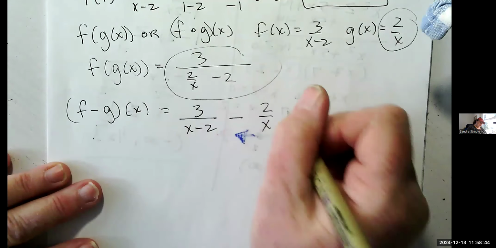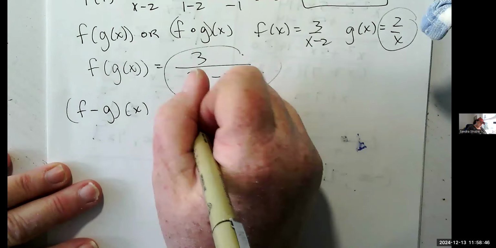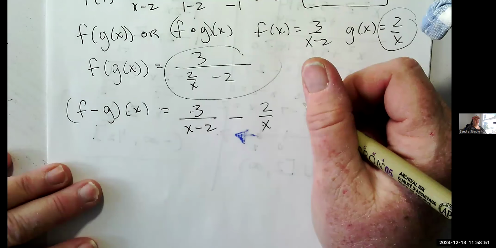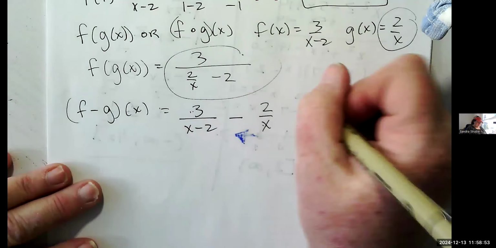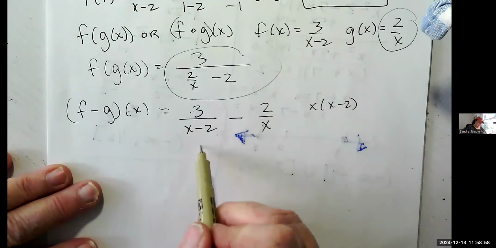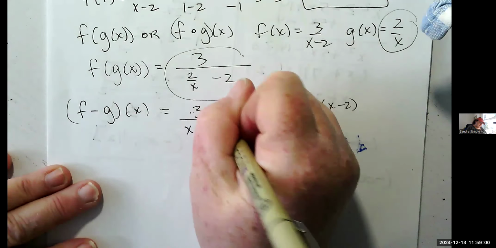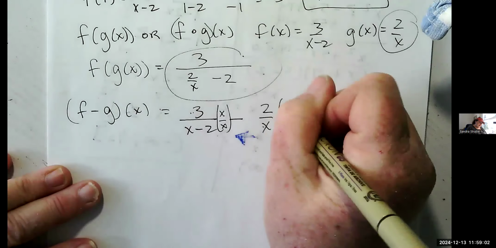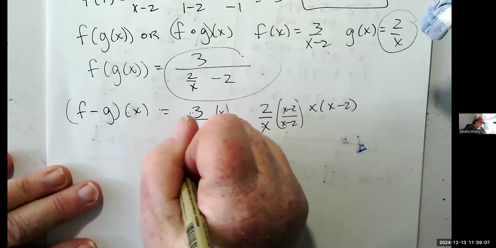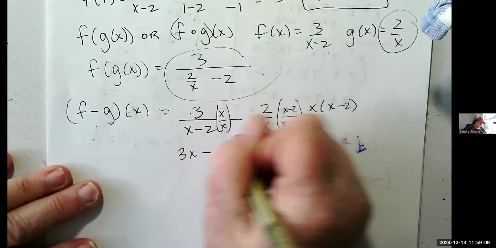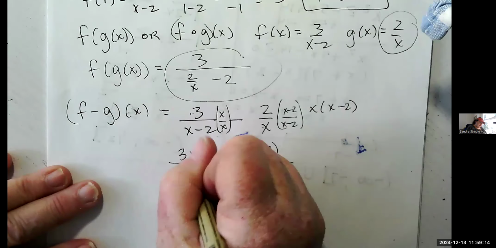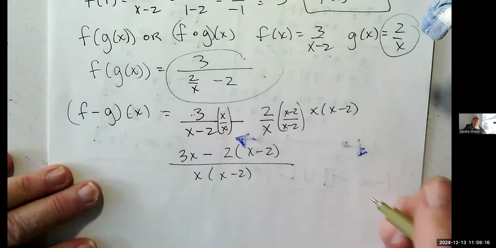So we're going to multiply both by x and x minus 2. Well, I'm going to multiply this one because the common denominator is going to be x times x minus 2. This one is missing x, so I'm going to multiply it by x. This one is missing x minus 2. Okay, so 3x minus 2 times x minus 2, all of this over x times x minus 2.